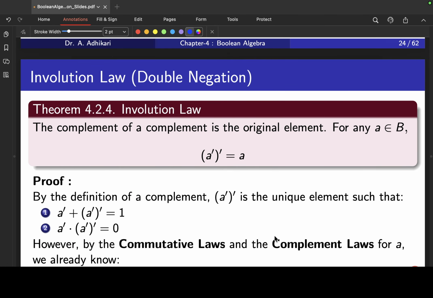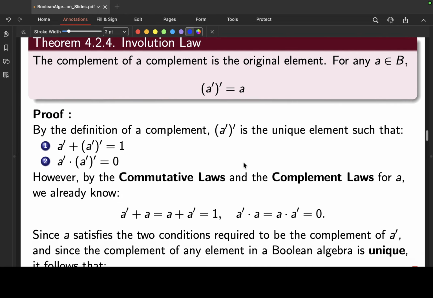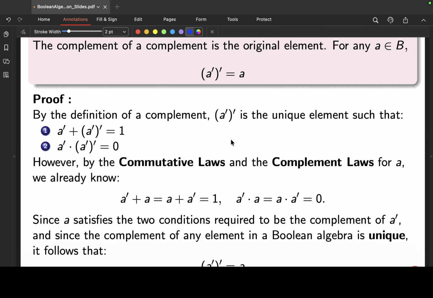Next theorem, involution law: the complement of a complement is the original element. That means (A')' equals A for any element A belonging to Boolean algebra B. By the definition of complement, (A')' is the unique element such that A' plus (A')' equals 1 and A' dot (A')' equals 0.